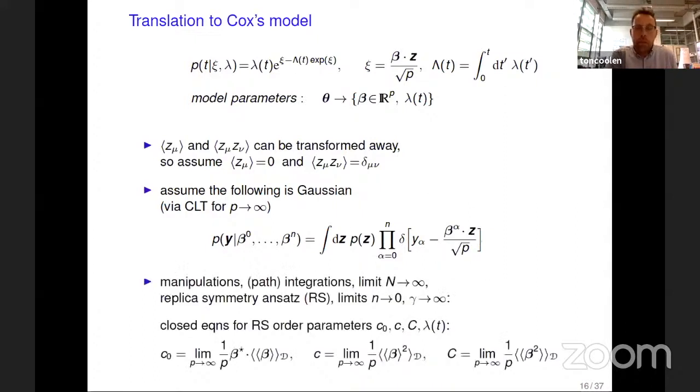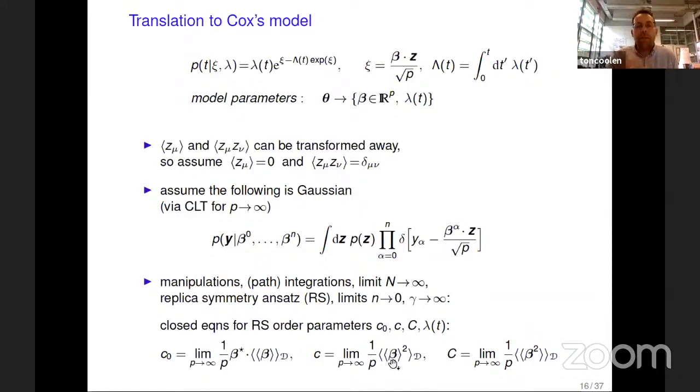Then, I won't give you details, but then you run the standard machinery of statistical mechanics. You do your manipulations, you have integrations, and because some of these parameters are functions, these will become path integrals. You do steepest descent, you take your limits, you make the replica symmetric ansatz, and you get a theory phrased in terms of these quantities here. And if you look at them, they give you things like the angle between the inferred parameter and the true parameters, things like the magnitude of the inferred parameter vector.